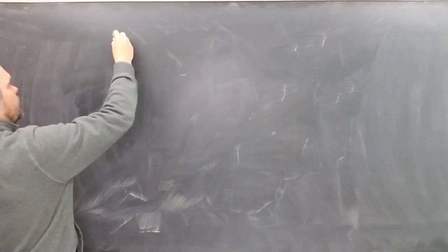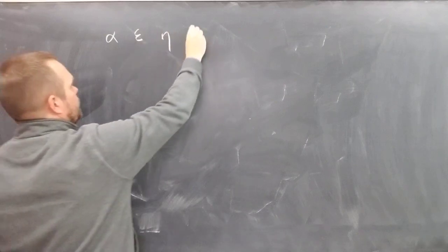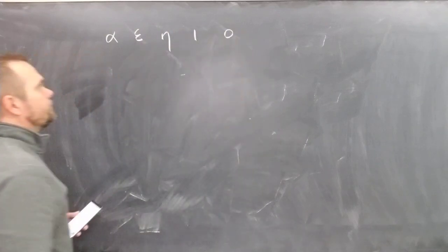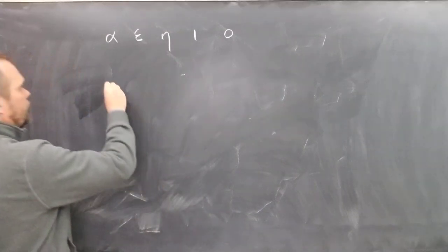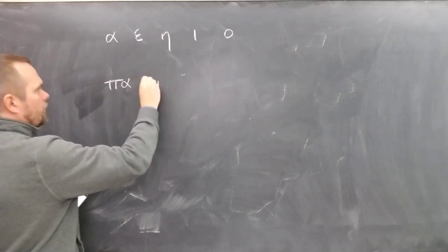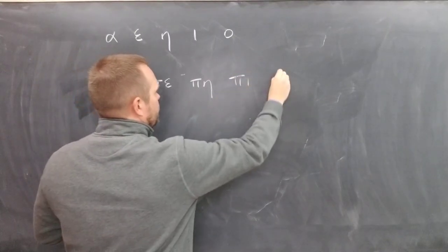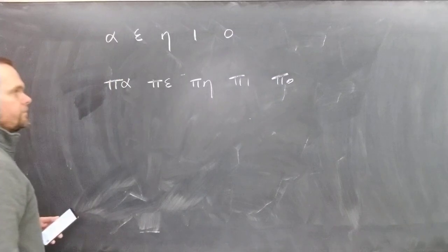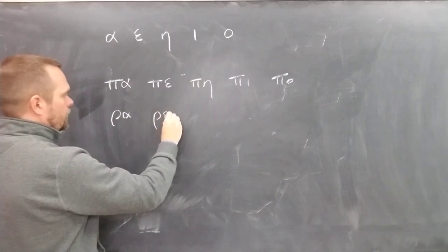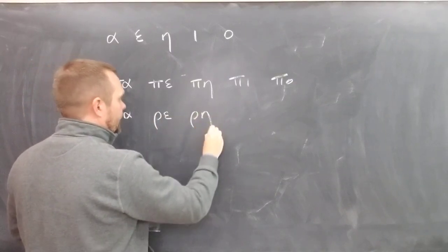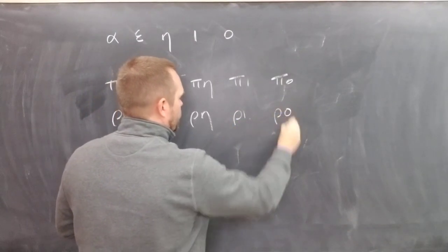So let's review real quick. We've learned a bunch of consonants now. We have the vowels alpha, epsilon, eta, Yota, and Omicron. And just to use the last few consonants we've looked at, we have pa, pe, pe, pi, po. Then we have ra, re, re, long eta, ri, ro.